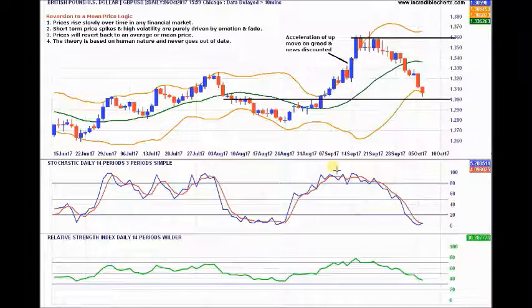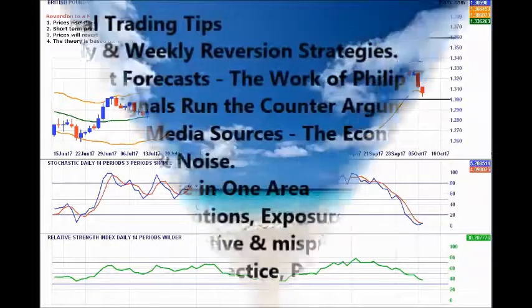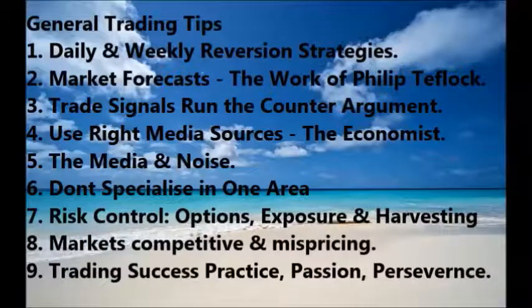Right, let's move on to some more tips from Jim Leitner on the technicals, fundamentals, and trading sentiment. We're just going to look at some general trading tips from Jim Leitner before we move to his quotes. Point number one, we just looked at this one. If you're a beginner to the markets and you want a great way to make money, it is using daily or weekly reversion to the mean strategies. Anyone can master this method of trading.